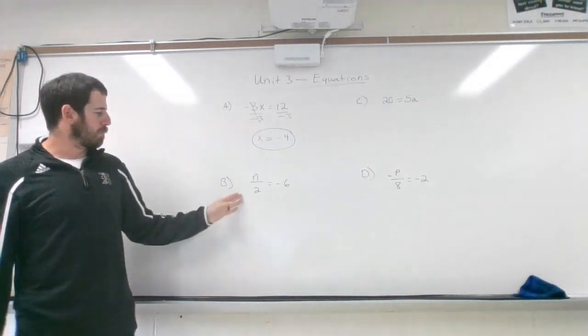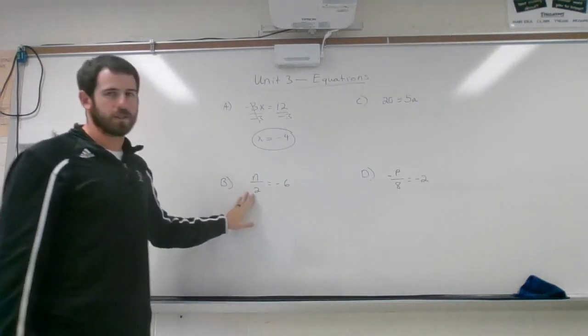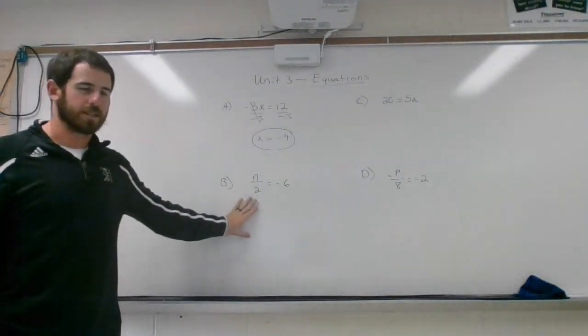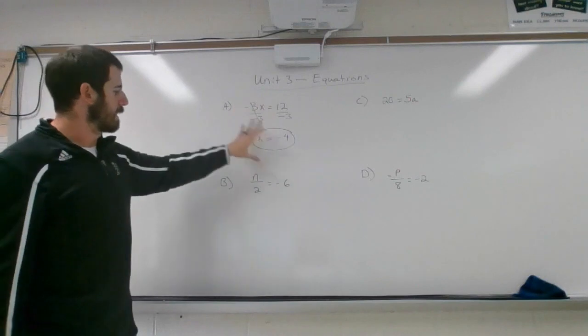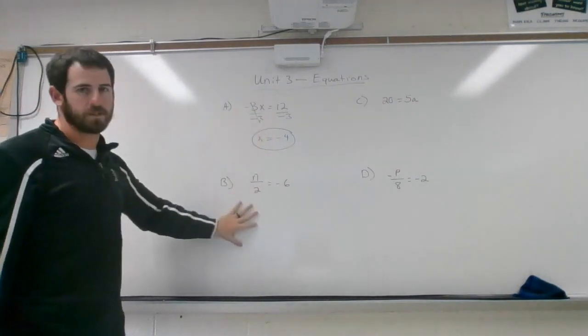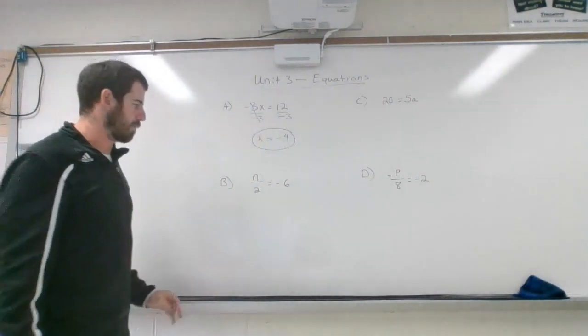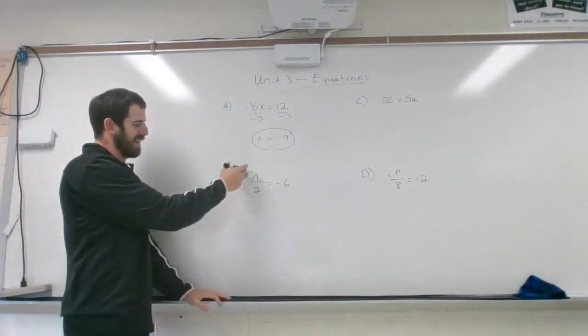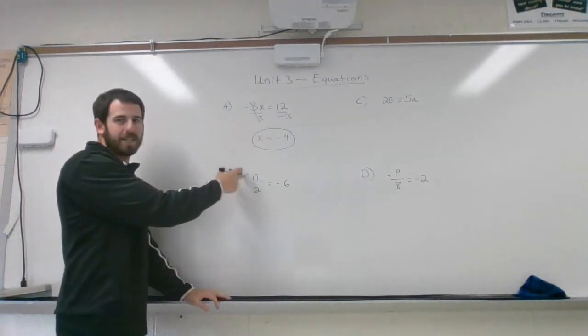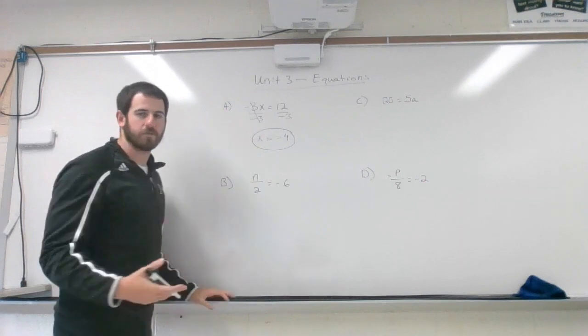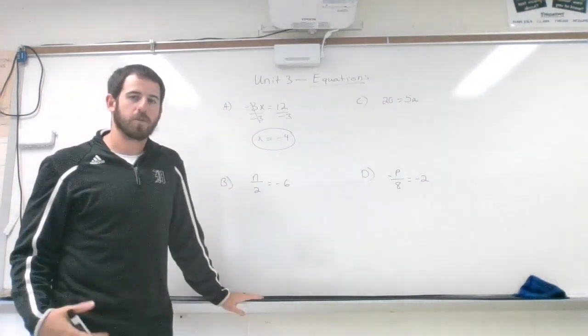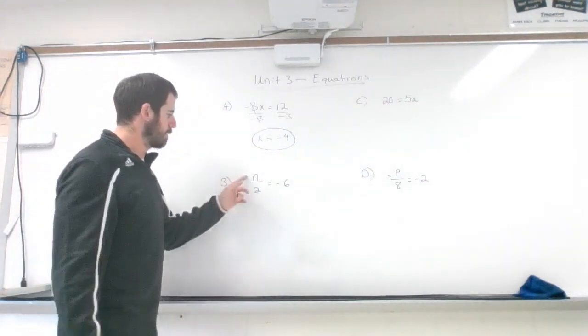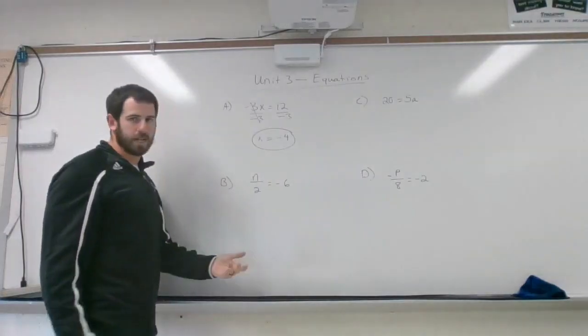Example B. Now you can see it starts looking a little different. This is why it's important to write these things down, because if all you do is copy this, it's going to look very similar to this. So you need to know where you're starting from. So here it says n over 2, which means n divided by 2. Anything written as a fraction is actually a form of division. So n divided by 2, I do the opposite and I multiply.